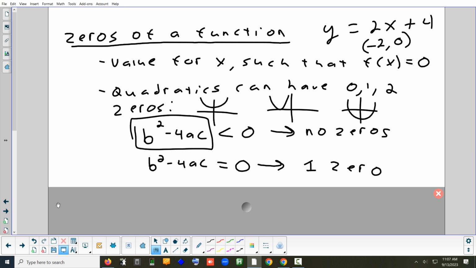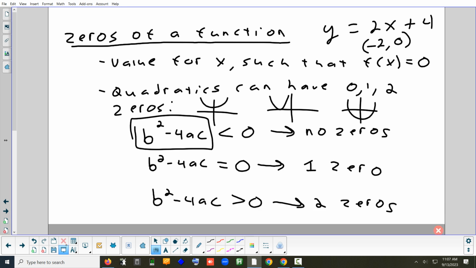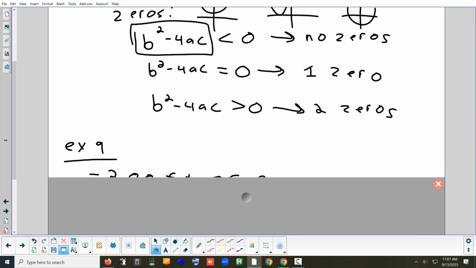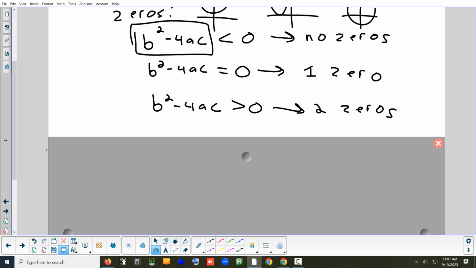If b squared minus 4ac comes out to exactly 0, then that would be the kind of quadratic that touches the x-axis once, goes back up. And if b squared minus 4ac is greater than 0, then you would get 2 roots. That's because you'd be taking the square root of a positive number, and there's 2 answers.